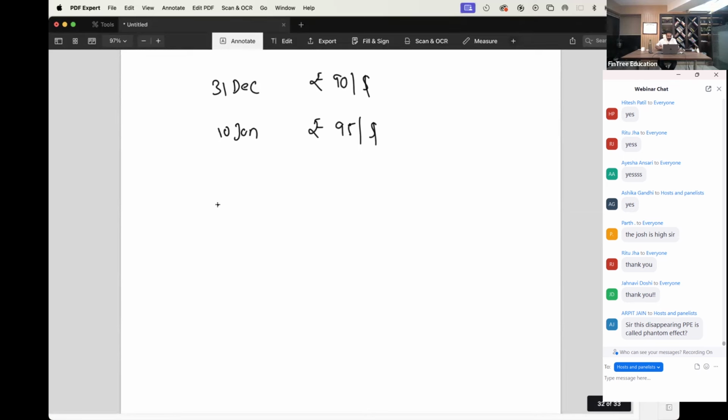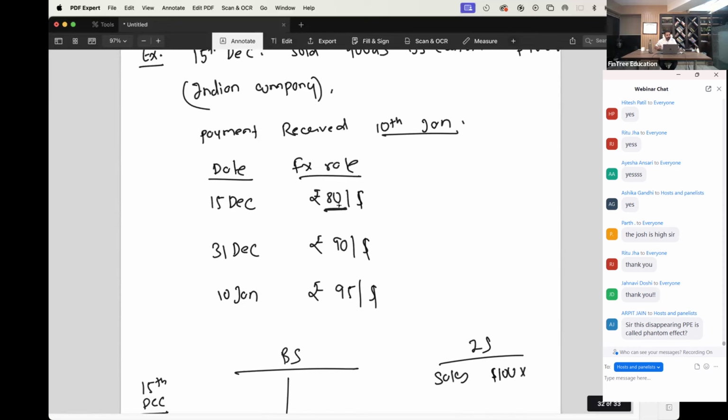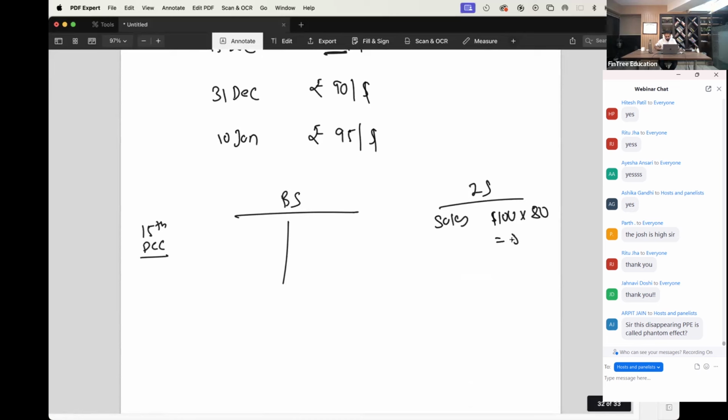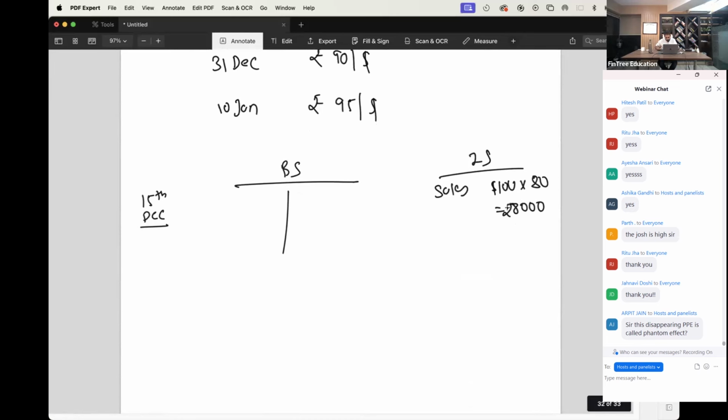So very simple. Here's your accounting on 15th of December. This is your balance sheet. This is your income statement. You will say sales $100 into what is the rate on the date of transaction? 80. So sales will be how much? 8,000 rupees. Second effect, accounts receivable 8,000 rupees. That's it. So on the date of transaction, whatever is the exchange rate.